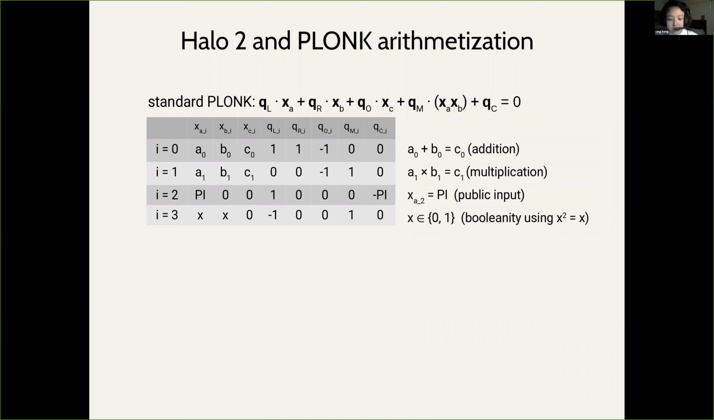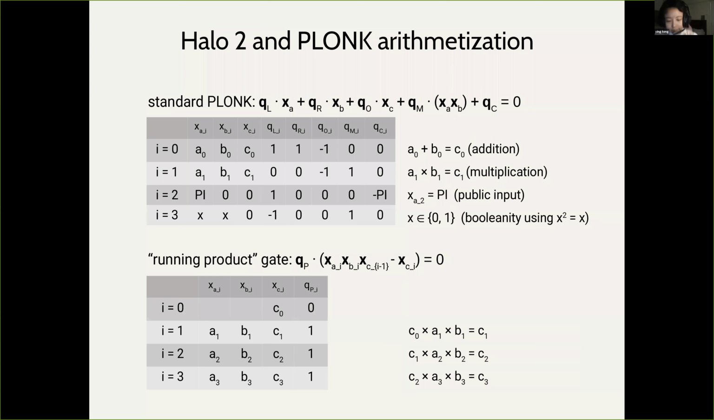This equation is pretty general. You can do a multiplication gate if you want. You can enforce some public input if you want. And you can even do a Boolean check that x squared equals x, so x is either 0 or 1. By the way, stop me if you have questions at any point. Now we can go one further and define our own polynomial rule, so we don't have to stick to standard Plonk.